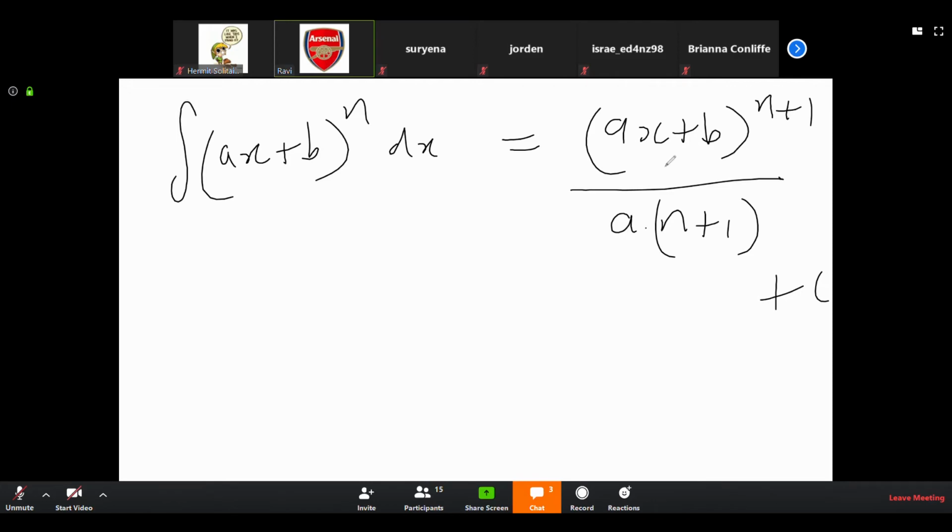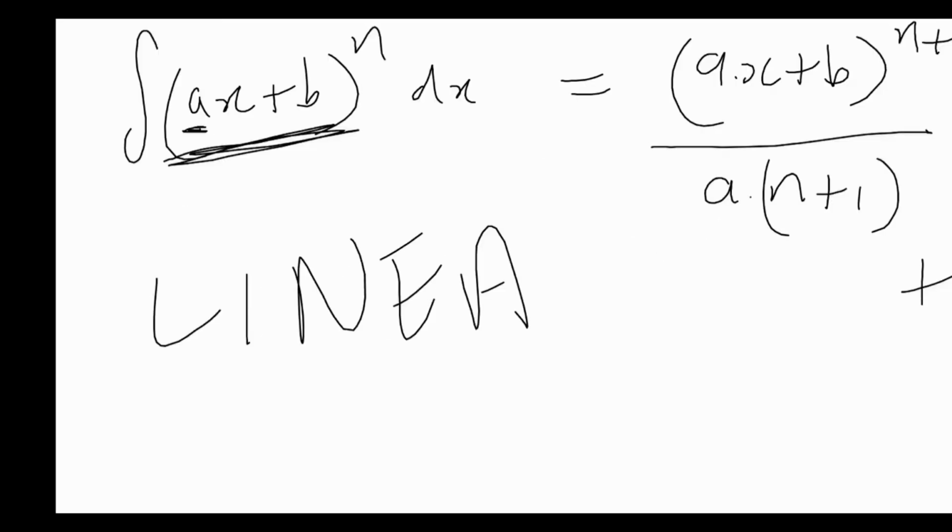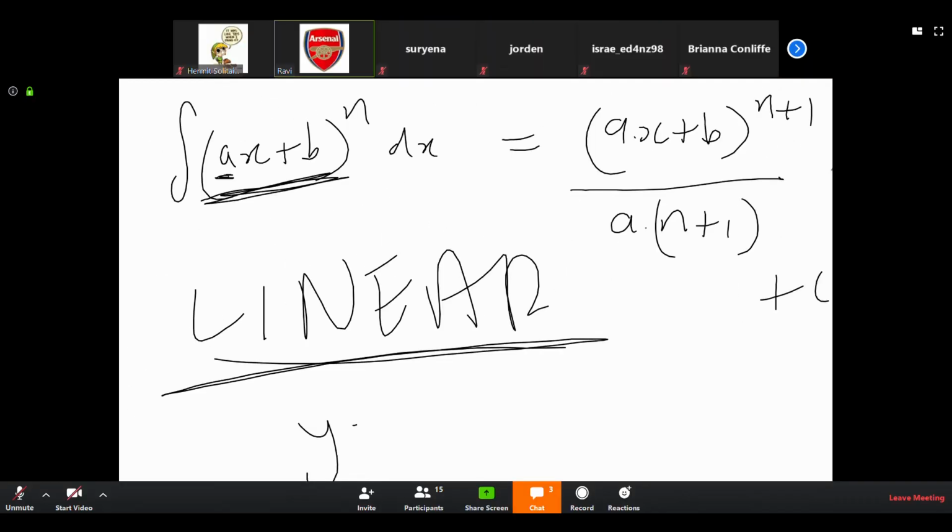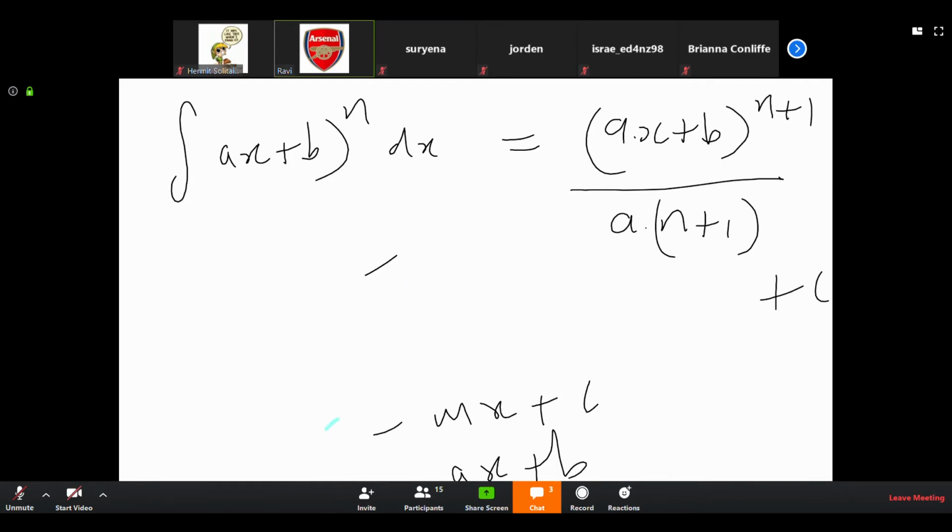a is the coefficient of the x term. n plus 1 would be the new power. The key point for this integration formula is that the function inside here is a linear function. It's a linear function, y equals mx plus c. That's what a linear function is. If the function is not linear, the rule will not work.